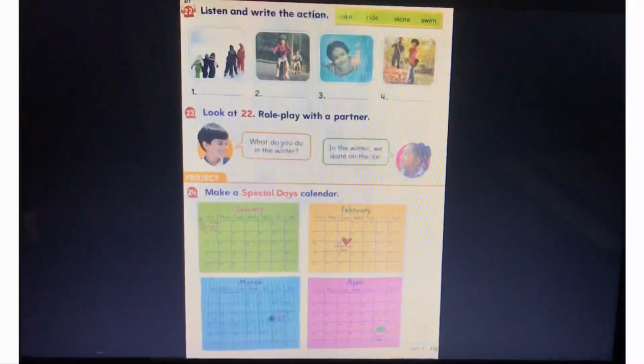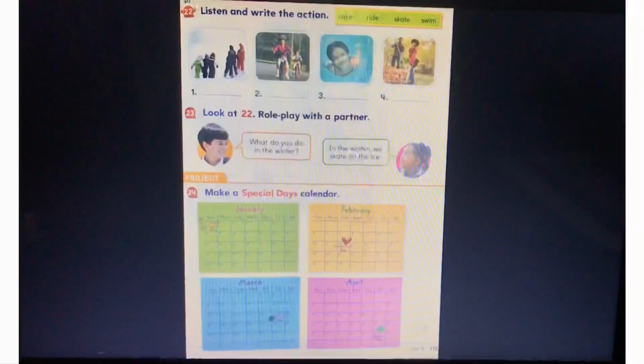And finally, in number 4, it's fall, where all the leaves fall down from the trees and we need to rake them and place them in the trash can. Now, tell me, what do you do in the winter?